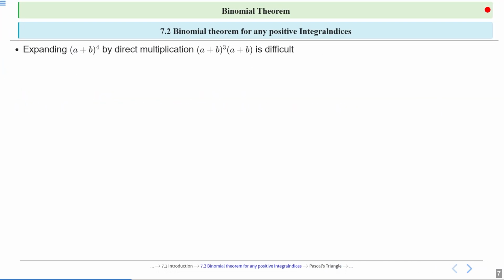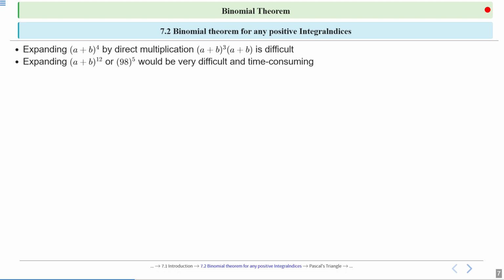Now, it's difficult to directly multiply and find (a + b) raised to the power 4. You can expand (a + b)⁴ by direct multiplication, (a + b)³ times (a + b), but this is difficult to calculate. So for that, we need the binomial theorem.